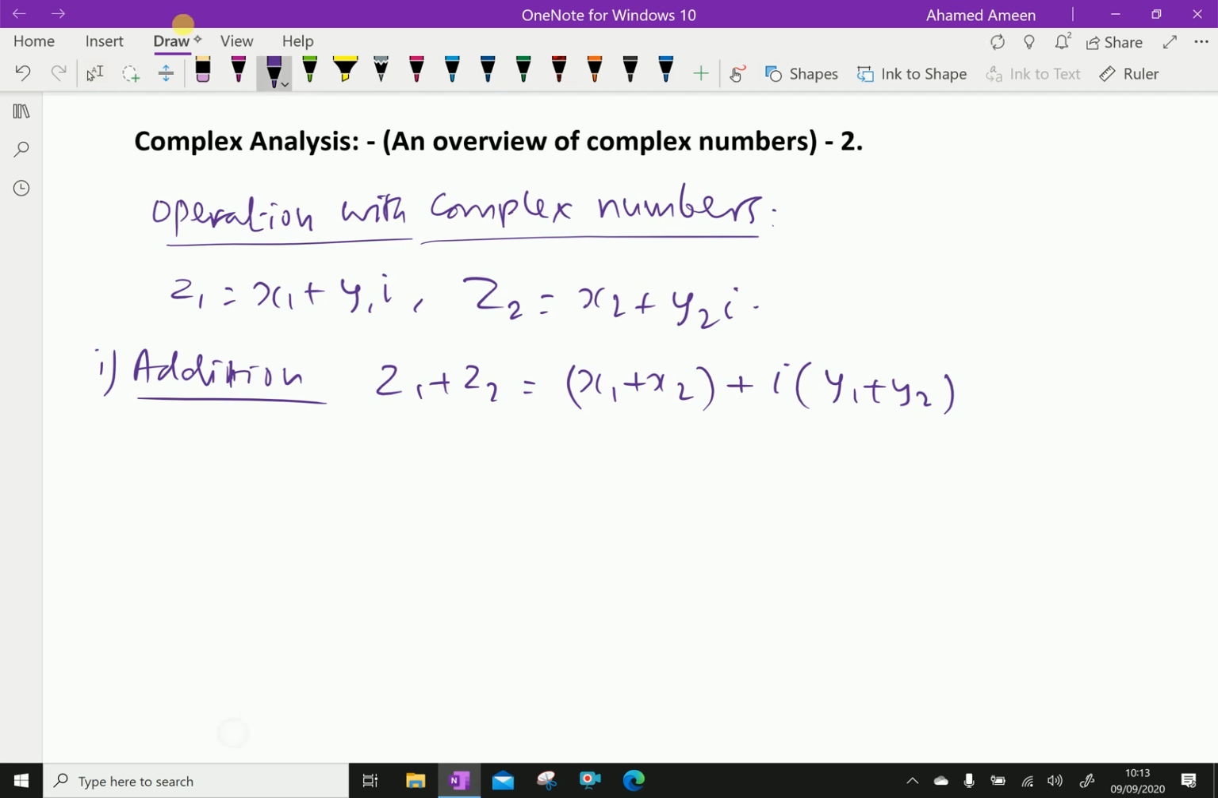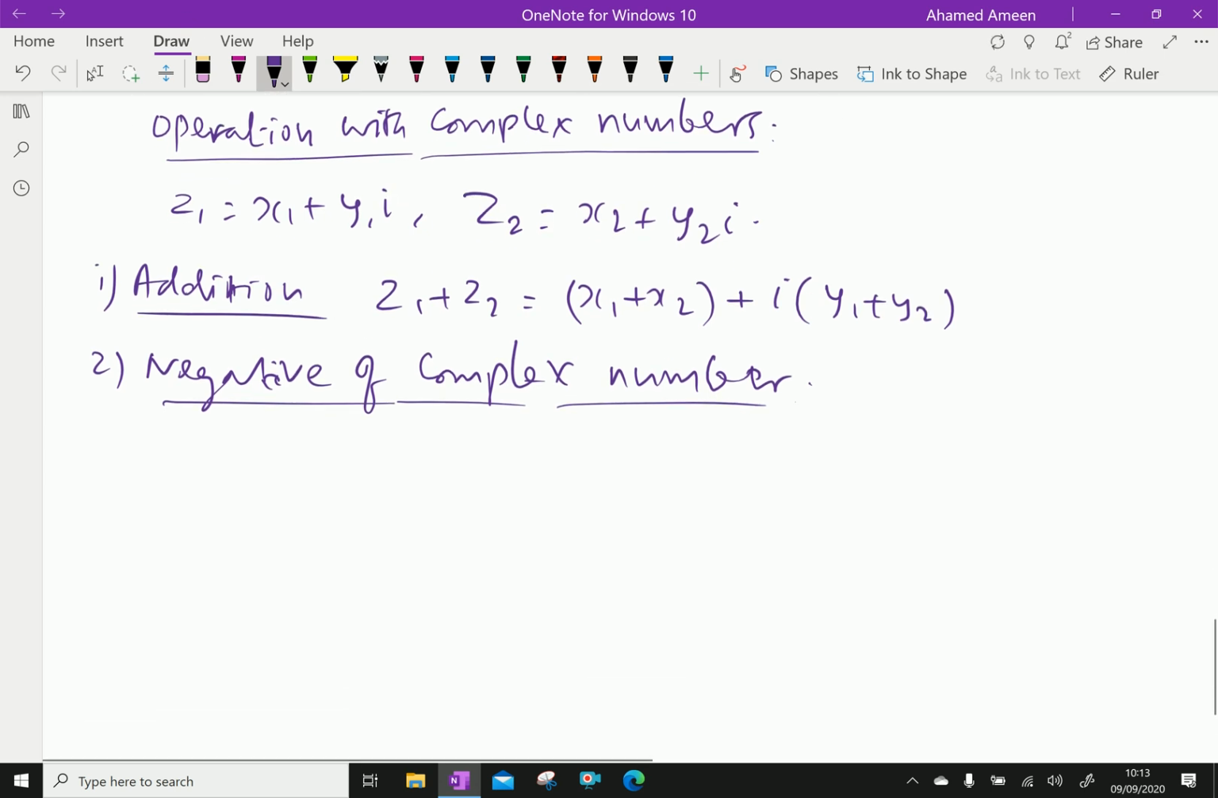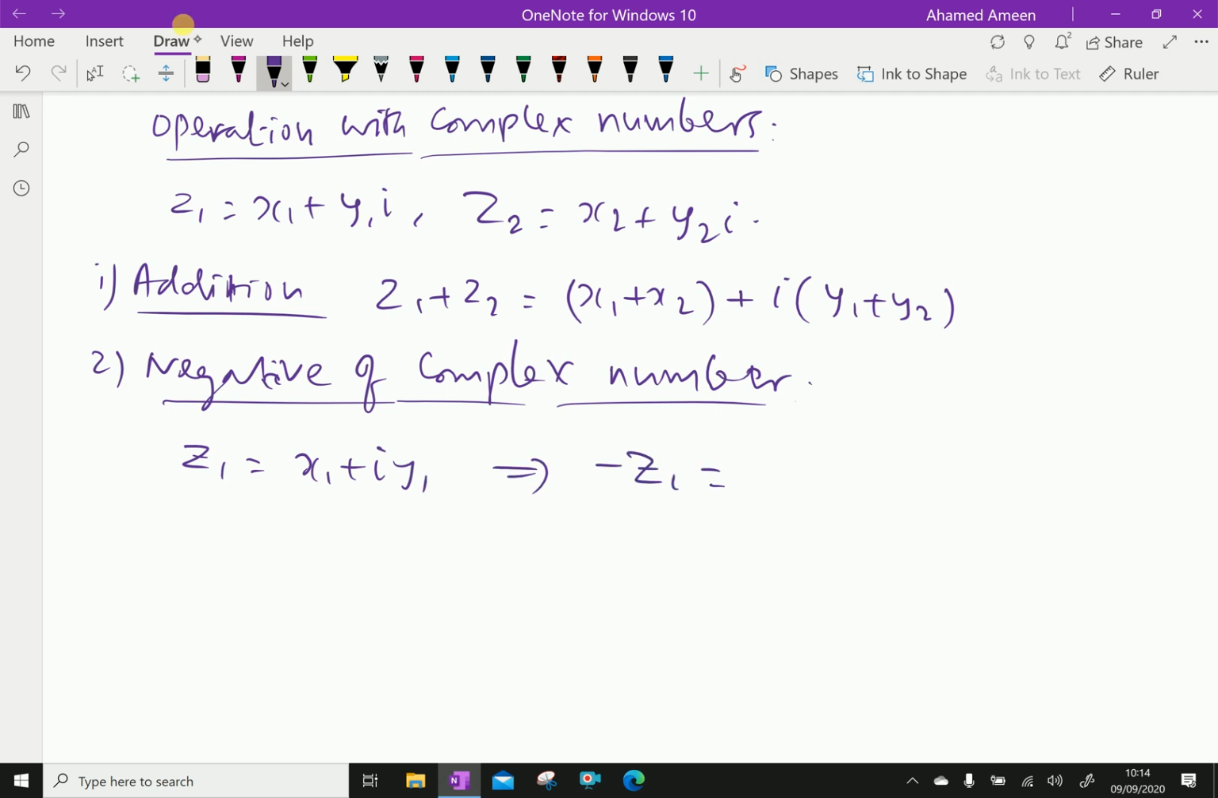Next, negative of a complex number. Here Z1 is x1 plus i y1. Then negative Z1 is equal to: real part negative and imaginary part also negative.